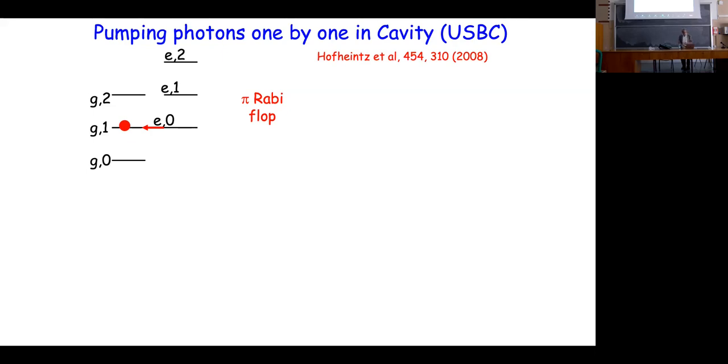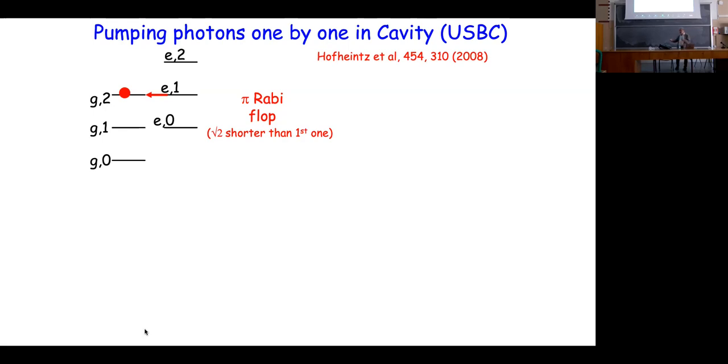Then what you do is that you shift out of resonance your artificial atom, and you apply to the atom, which is no longer resonant to the cavity, another pi pulse. And so you climb here, and then you put them back in resonance. And now you have Rabi oscillation from E1 to G2, and you wait the exact time required to go to G2.